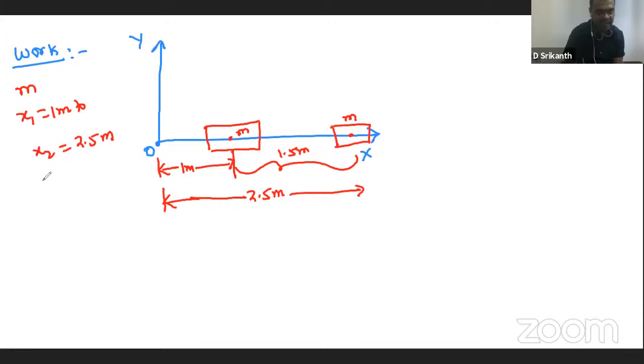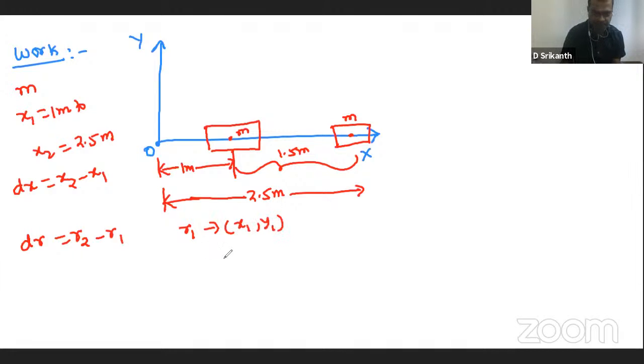Displacement we can write as dx equals x2 minus x1. Since it is only in one dimension, I am writing dx. If it is two dimensions or three dimensions, we'll write it as dr, that is final position minus initial position. The initial position will have coordinates x1, y, and the final position will have coordinates x2, y. So we can say that work done is equal to the product of force times displacement.